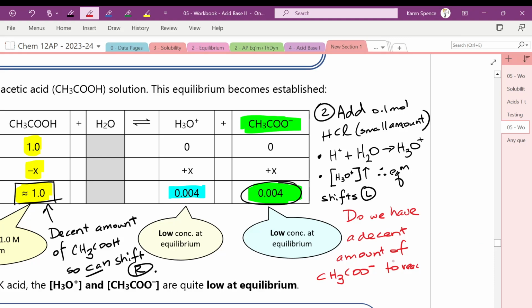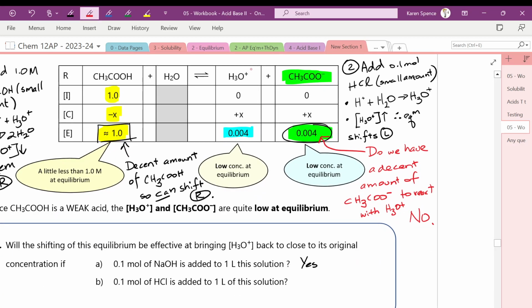Okay, so do we have a decent amount of CH3COO minus to react with H3O plus? And the answer is no. So the fact of the matter is it is going to shift left, but then it's going to go like left clunk, right? Because it can't go left any further because there's not enough stuff there to let it go left. So will it be able to absorb that extra H3O plus and keep the hydronium concentration quite level, or will it not be able to?